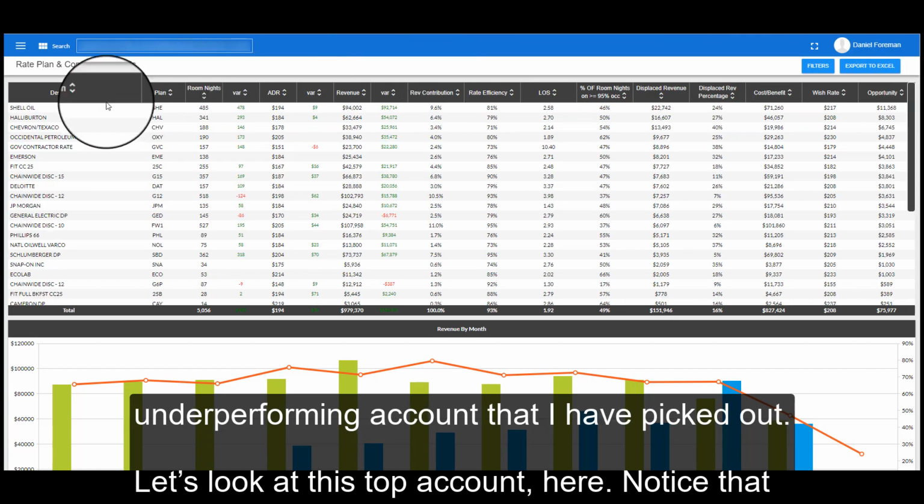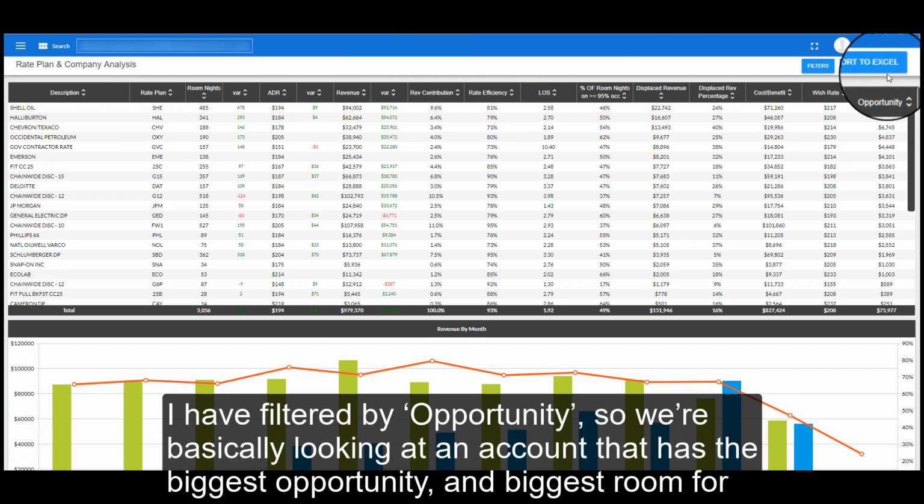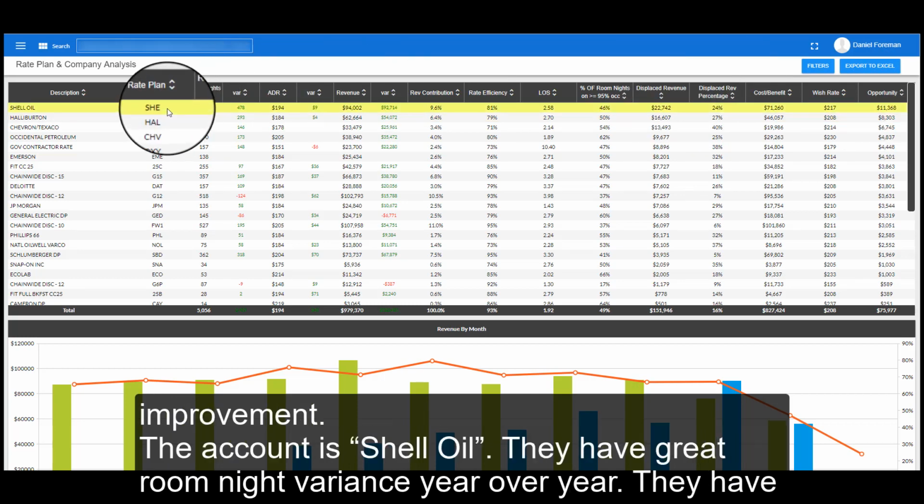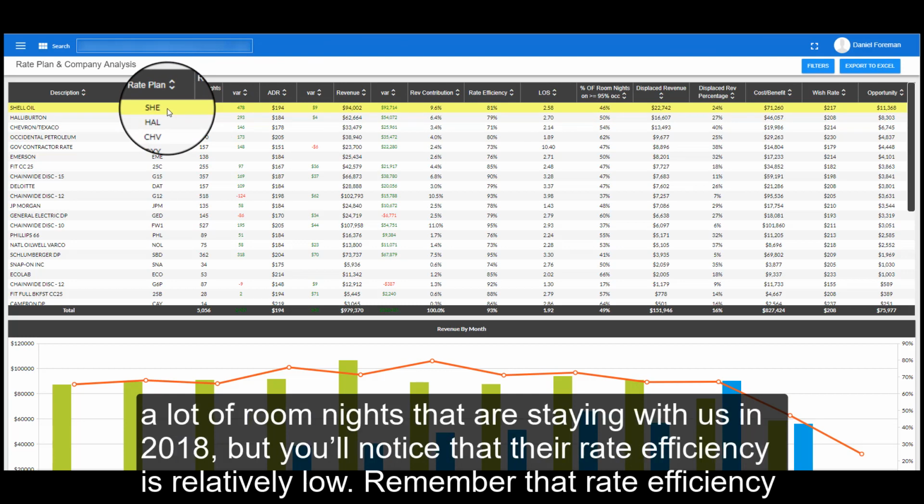Let's take a look at this top account here, and I filtered by opportunity. So this is basically an account that has the biggest opportunity and biggest room for improvement. It's this account here, Shell Oil. They have great variance year over year. They have a lot of room nights that are staying with us in 2018.